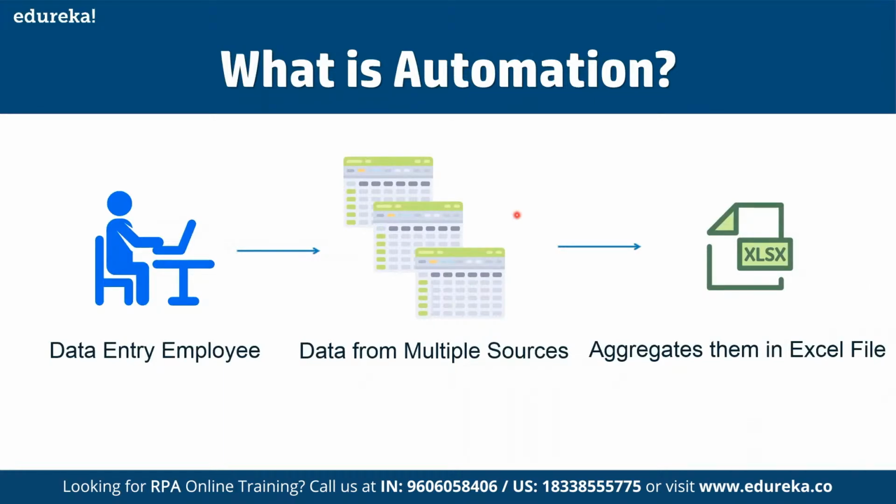Now, UiPath in particular is a unique kind of automation called robotic process automation. As such, in the industry and in the market, different types of automation exist, but using UiPath, you can do robotic process automation. So what is robotic process automation? It is when you mimic human actions using software robots, which you can create using tools such as UiPath or Automation Anywhere.